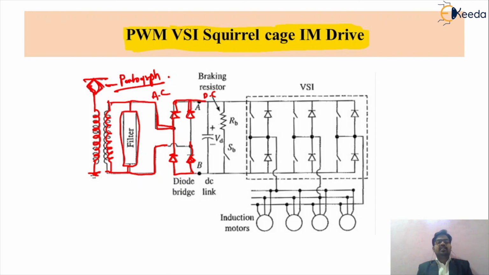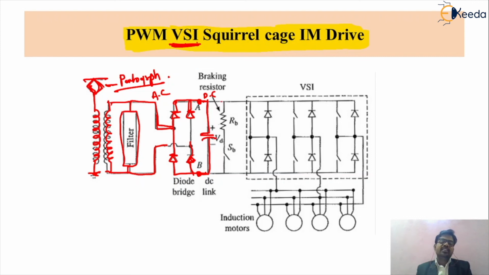Now this DC supply at the points A and B, we use for the voltage source inverter. What do you mean by the voltage source inverter? We have to connect one capacitor that will give you a constant voltage source. So this is a VSI, and this is the capacitor used for the voltage source inverter.